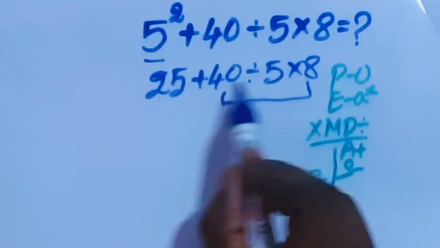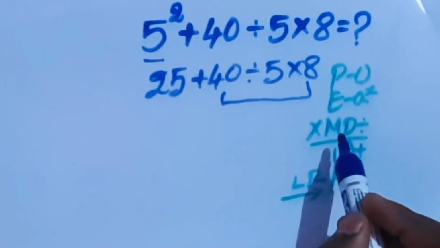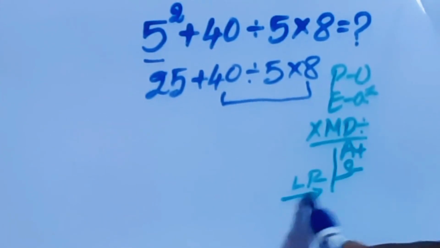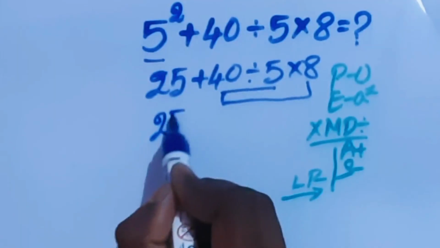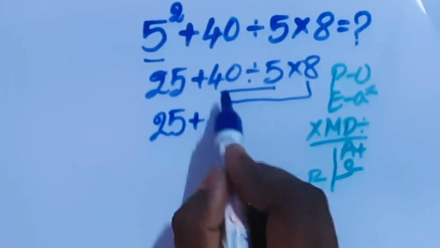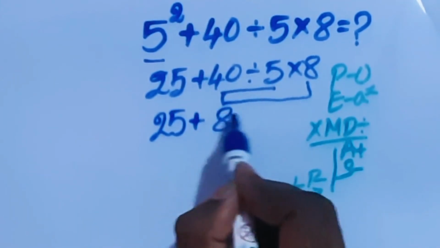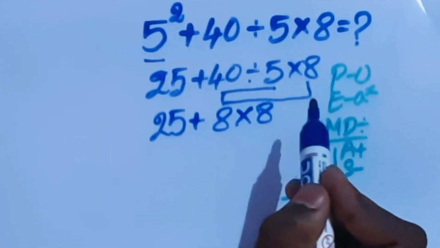Here both are equal priority, division and multiplication. For this we are going to follow left to right. Here left to right is this one. 25 plus this is 8 times 8.